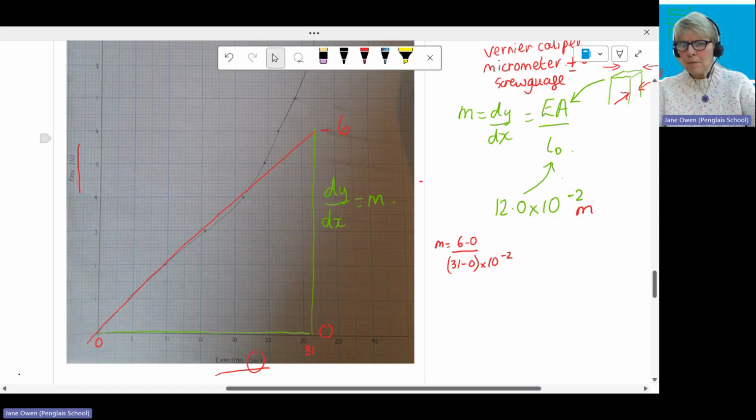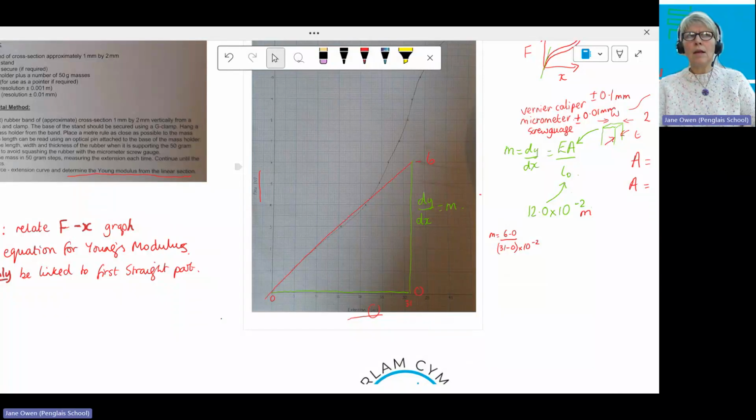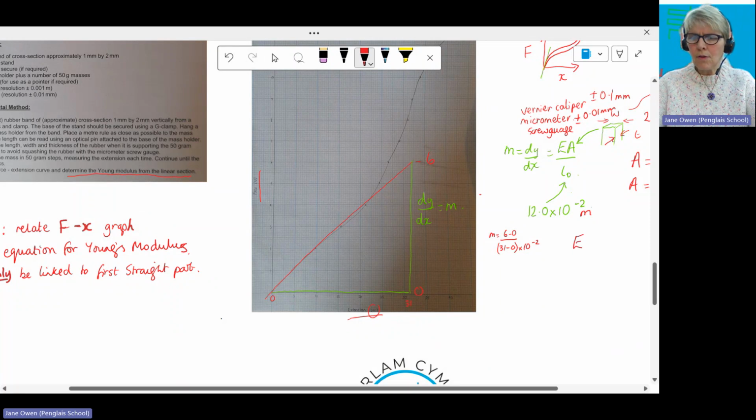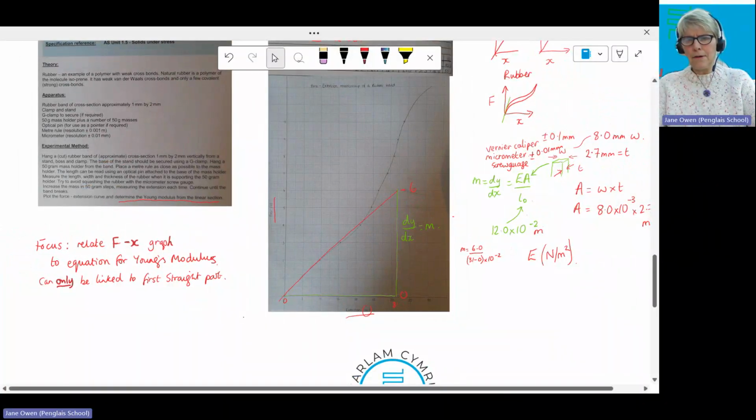You might think, why am I going on? Because otherwise your Young's modulus value is not going to be right, it's going to be out of kilter, because the Young's modulus has a unit of newton per meter squared. Okay, all right, but we can only do that for the straight part of the graph, okay?